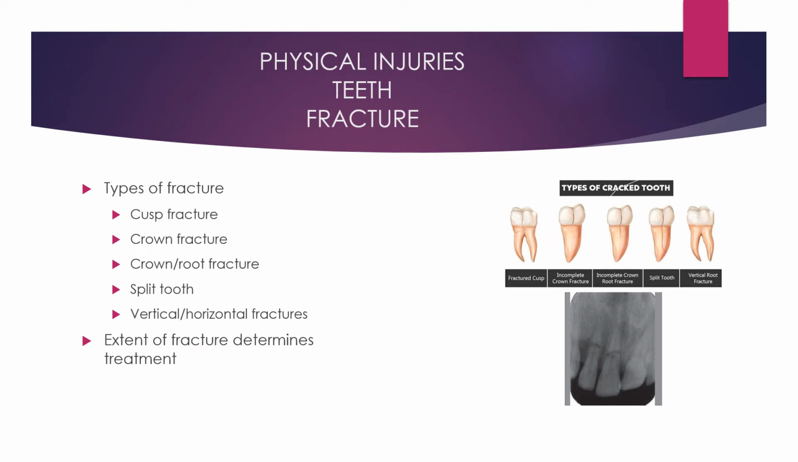There are different types of fracture. There are cusp fractures, crown fractures, crown and root fractures, a split tooth, and vertical and horizontal fractures. The extent of the fracture determines treatment. And to the right there, you can see the different types of fractures that occur in teeth.